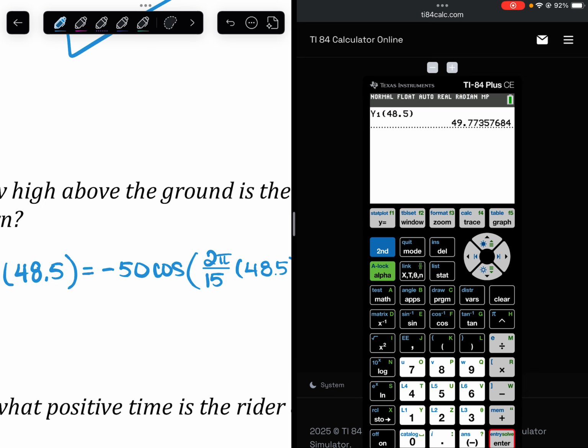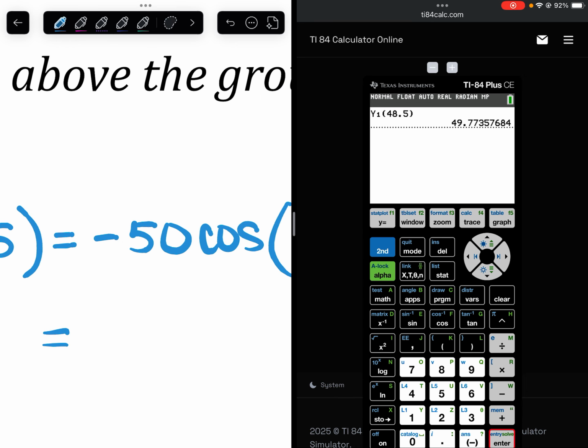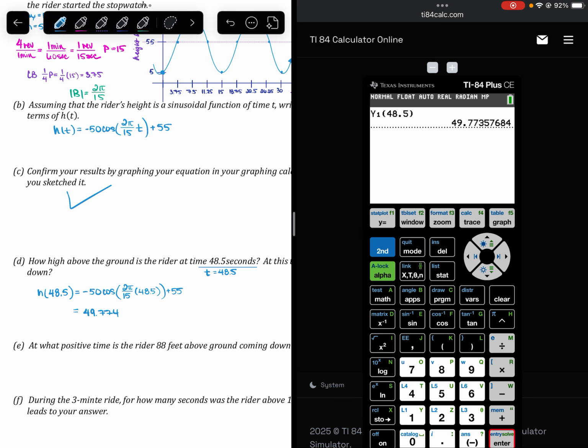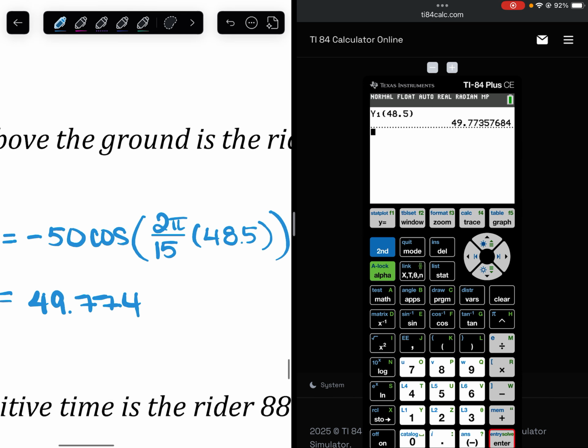Oops, I need my pencil. So 49.77, I like 3 decimals, 4. So at time 48.5 seconds, he is 49.774-ish feet above the ground.